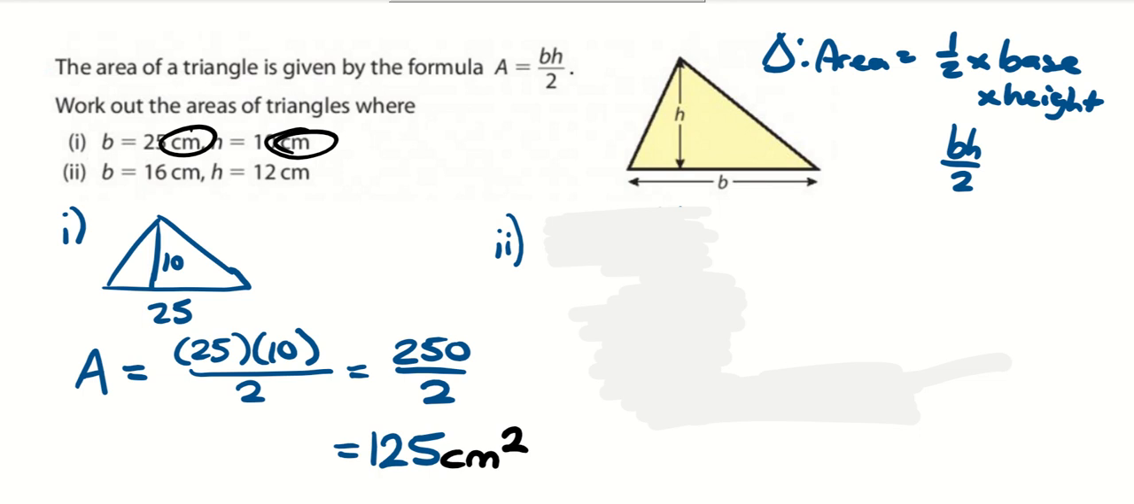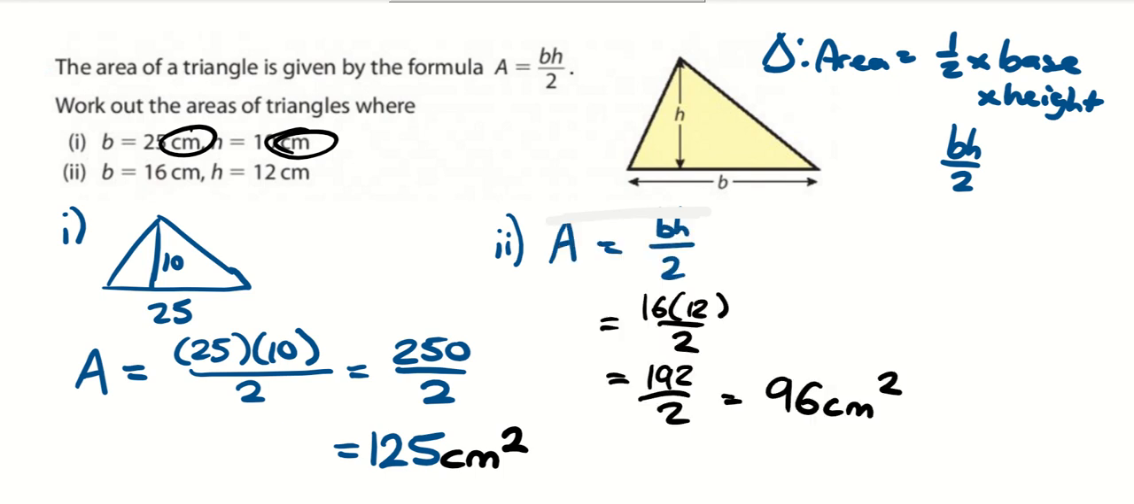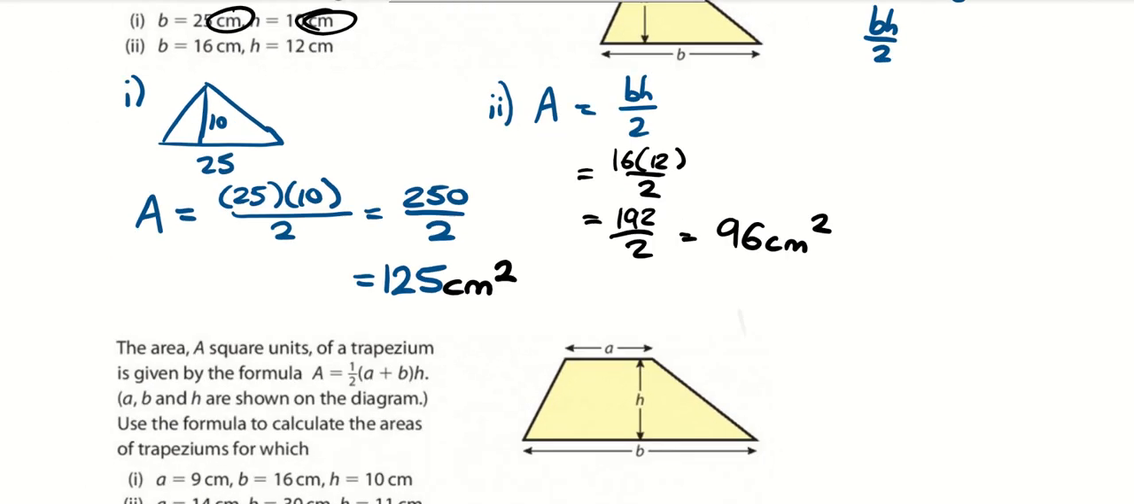So try it with the second one. You just do 16 by 12 over 2. I'll give you the answer now. Okay, 16 by 12 over 2, and you should get 96 centimeters squared.